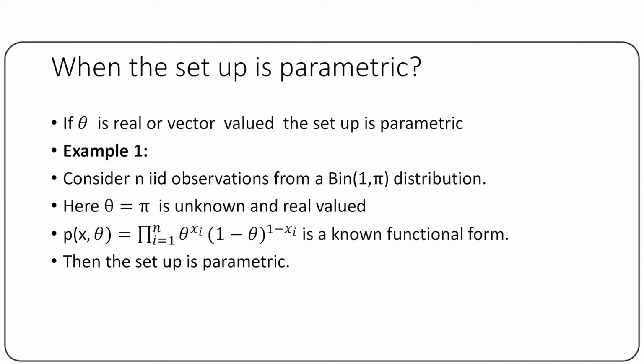For an example, consider IID observations xi from a Bernoulli distribution with mean pi. Then theta, the unknown quantity here, is pi and is real valued. The joint distribution, that is Px theta, is nothing but the product of each individual PMF. Thus, omega is a subset of the real line and hence the setup is parametric.